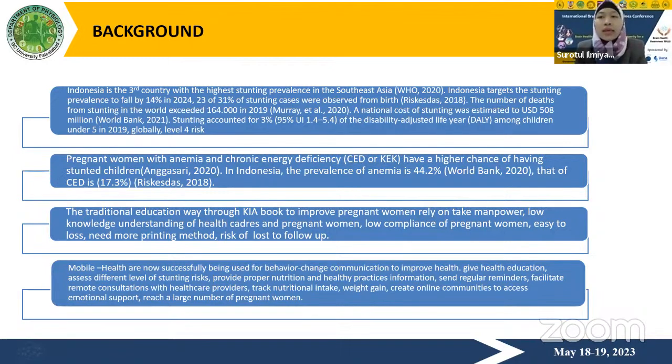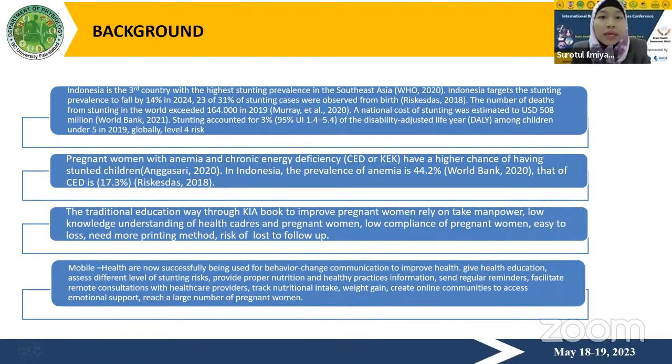As we know, stunting is a burden in the world. The number of deaths from stunting in the world exceeded 164,000 in 2019. It belongs to GBD. The national cost of stunting was estimated under USAID at around 508 million, the World Bank said in 2021. Stunting accounts for 300 of disability adjusted life years or DALYs among children under 5 in 2019. And also stunting globally is the 4th level of risk.